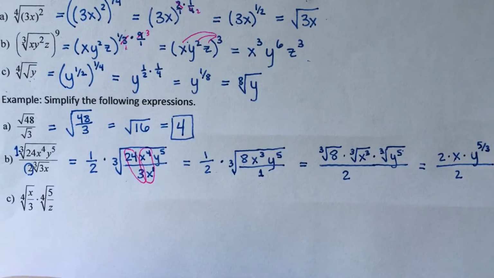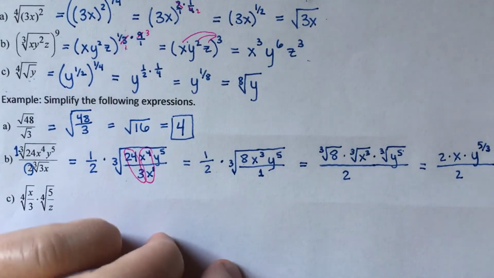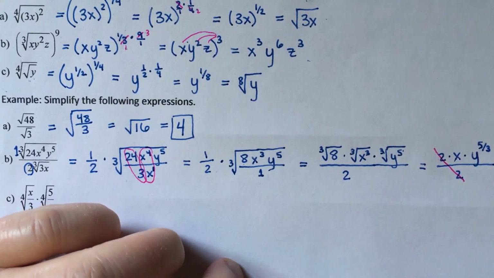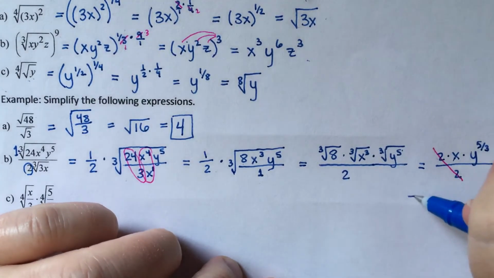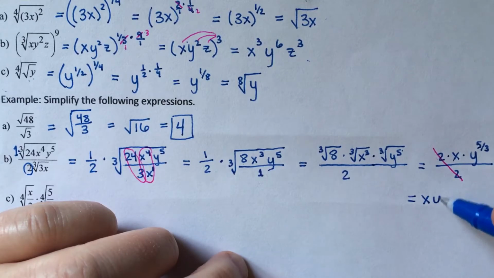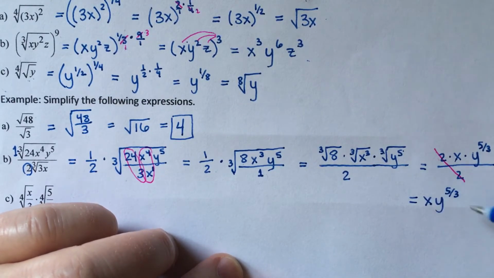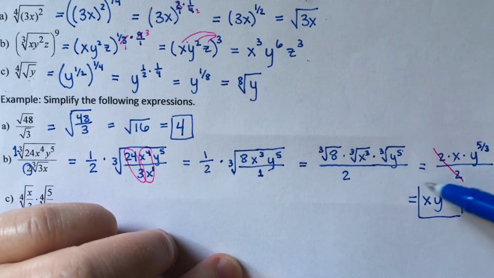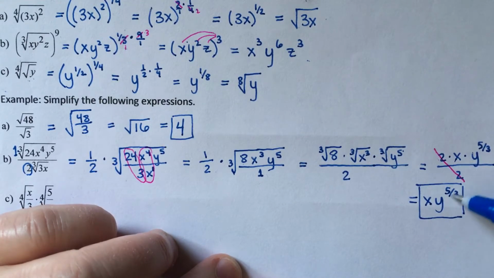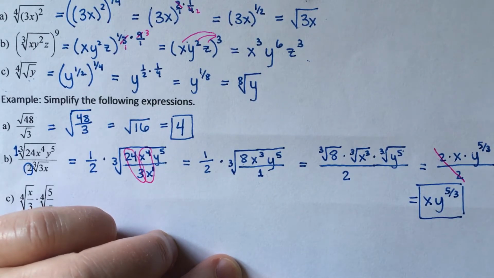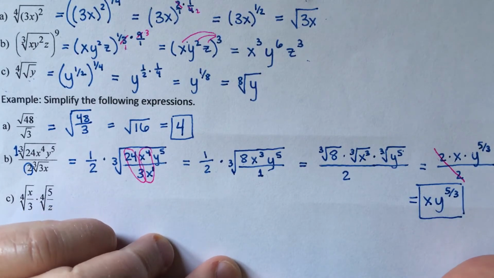One last step, which is that the 2's are going to cancel. We have a 2 in the top, 2 in the bottom. So our final answer is x y to the 5/3. Notice when I write it this way, the x is not being raised to the 5/3. It's just the y. I would need parentheses if I want the x to be part of that exponent, but I don't. Just making sure that that's clear.